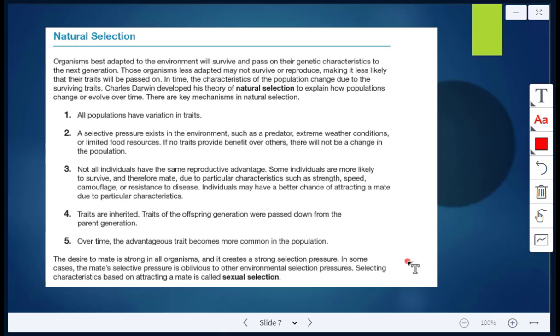Lastly here, the desire to mate is strong in all organisms, and it creates a strong selection pressure. So in some cases, the mate's selective pressure is oblivious to other environmental selection pressures. So selecting characteristics based on attracting a mate, that's called sexual selection.